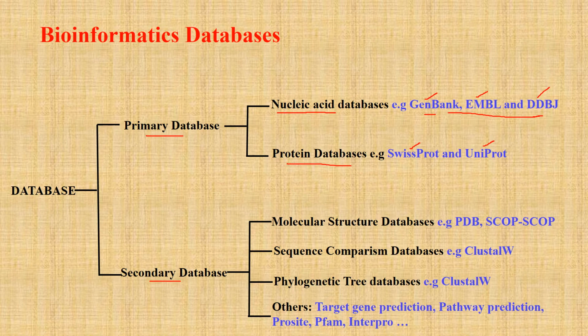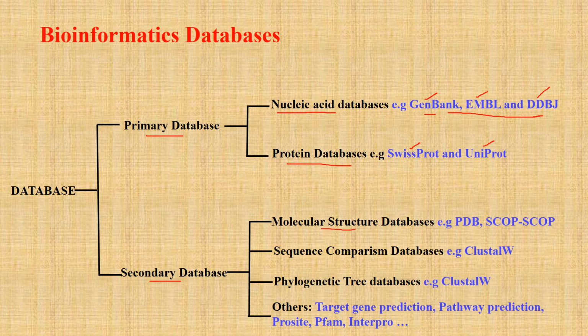And for secondary databases, these are databases that contain data that has been obtained from primary databases and has been modified to some extent. So when data is obtained from an experiment, it is stored in the primary database. Now, when the data becomes modified and is stored again, that database is called the secondary database.